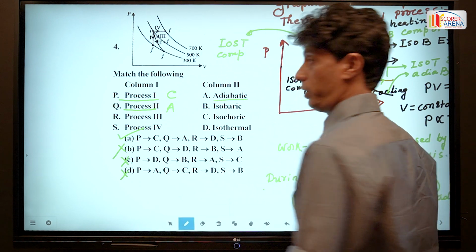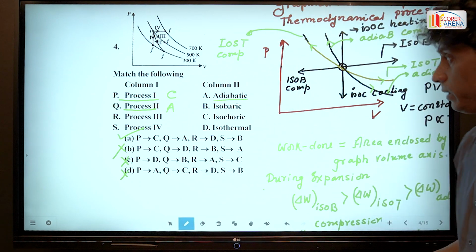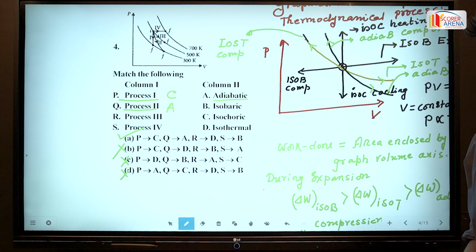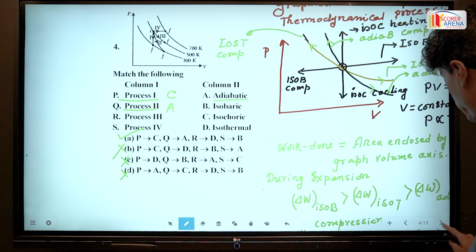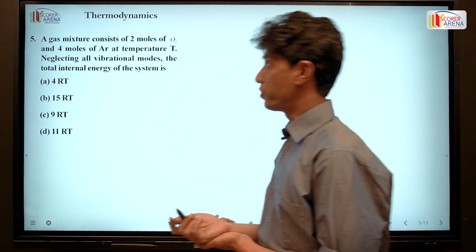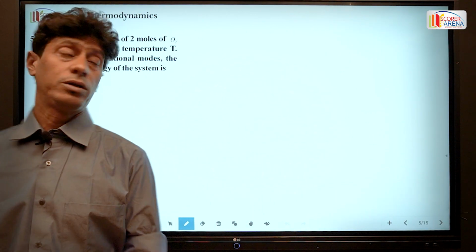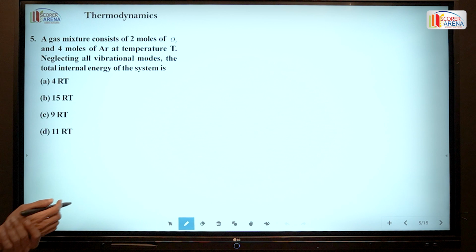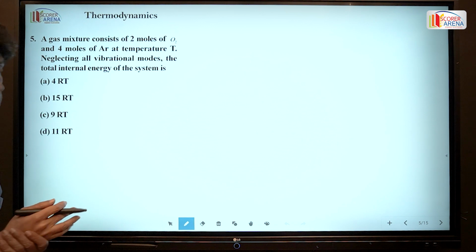So let us know what the next question awaiting for us is. Next question is: a gas mixture consists of 2 moles of oxygen O2 and 4 moles of argon at temperature T. Neglecting all vibrational modes, the total internal energy of the system.